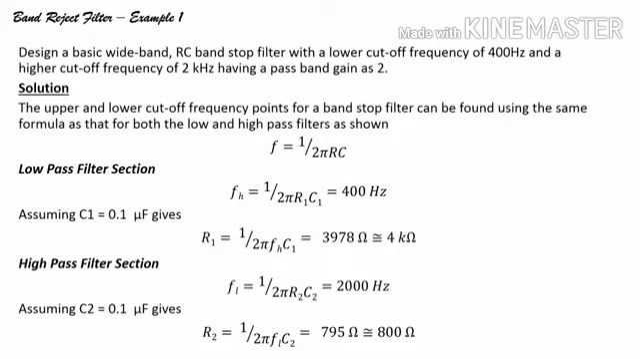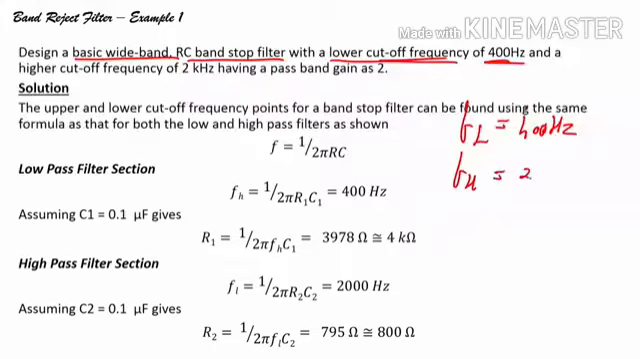So, let us now design a basic wide band RC band stop filter with a lower cutoff frequency of 400 hertz, right. So, FL equals to 400 hertz, FH equals to 2 kilohertz, gain 2, right.